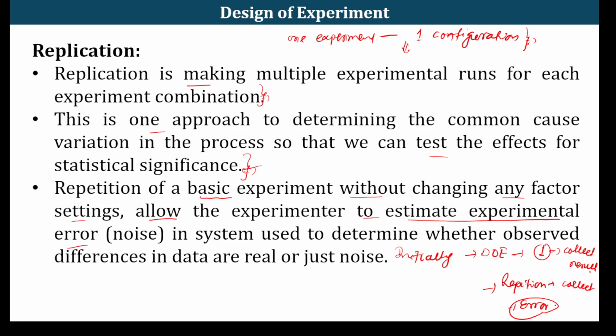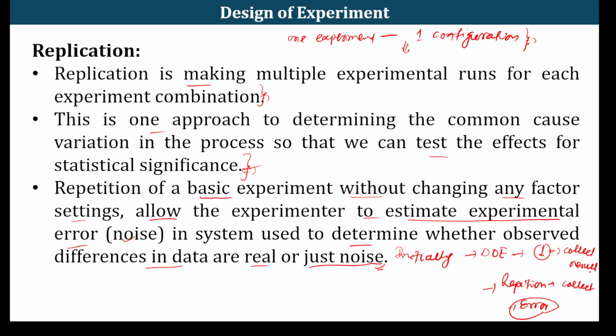If the first and second experiments are coming close together, it means there is minimal error, so our design of experiment is a good one. If there is too much variability, it means the errors are more, so there is noise. In that case we can check whether the observed differences in the data are real or just noise. We can check whether our experiment is coming closer or not, or whether some sort of error or any other external factor is coming into the picture. That can be discarded through repetition.